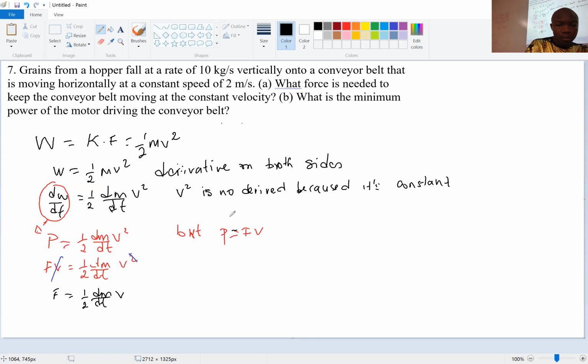So when you cancel the v's, then you've got the force there, one half. The rate of change of mass is 10, and the velocity is 2. And then the 2 and 2 go, and the answer is 10. Wonderful.